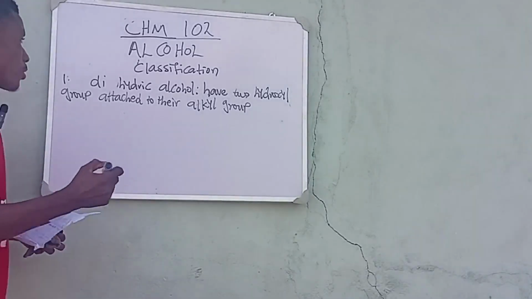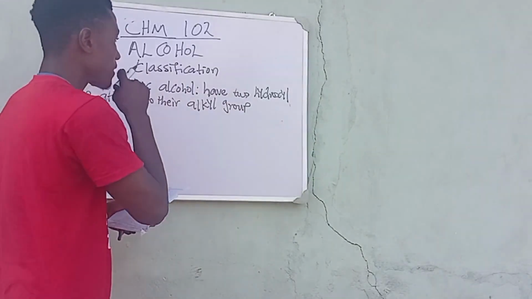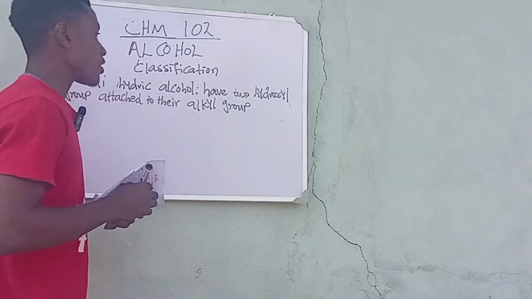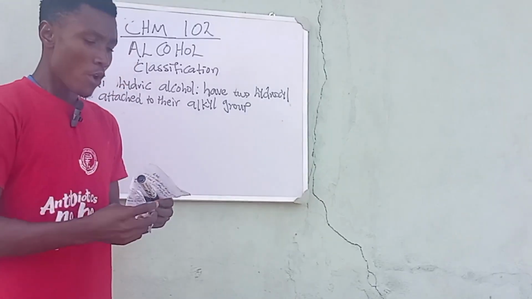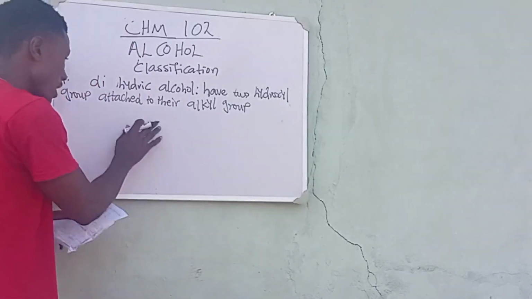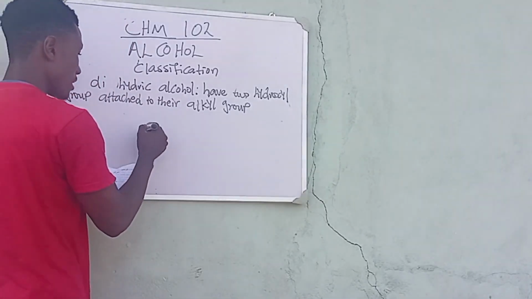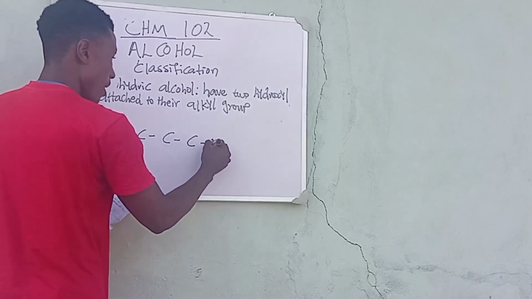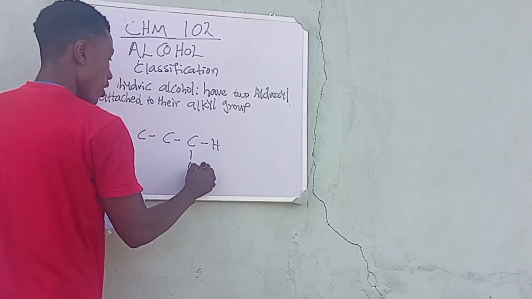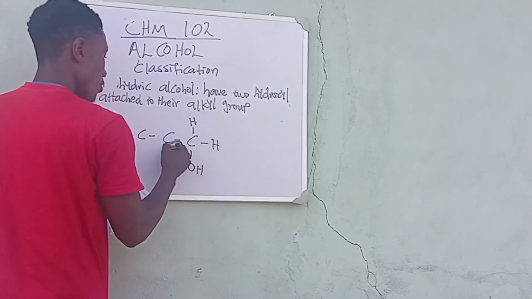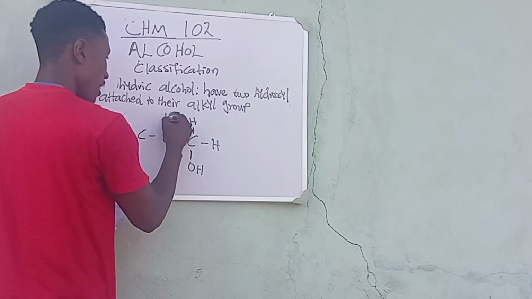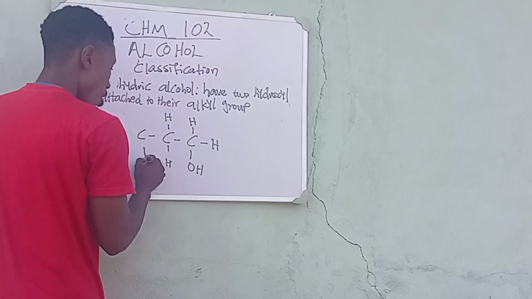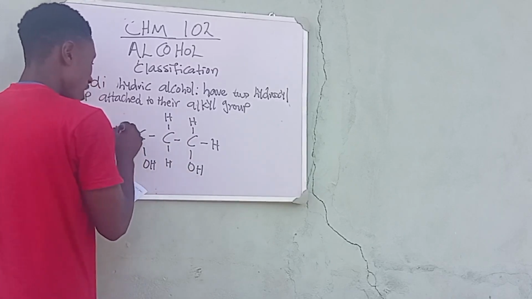All right, so we're talking about the dihydric alcohol, right? We said they have two hydroxy groups attached to the alkyl group. So we have a perfect compound here. We have a compound that is C and C, right? We have our H, we have our OH bonded by our H, we have our H and our H here, and we have our OH bonded by H and H.